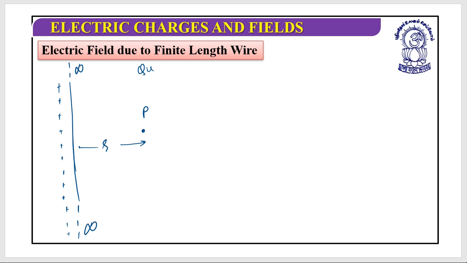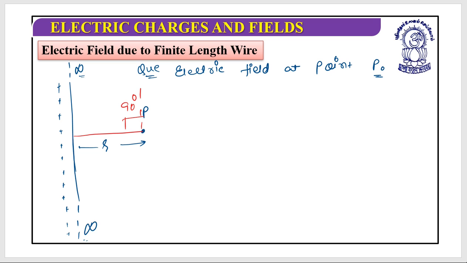Let me find out the electric field at the point. For an infinite wire, this could be the midpoint. Anything could be a midpoint for an infinite wire because it has been extended to both positive and negative. This angle would be 90 degrees, and even this angle would be 90 degrees. Here two angles are equal. Alpha is equal to beta.